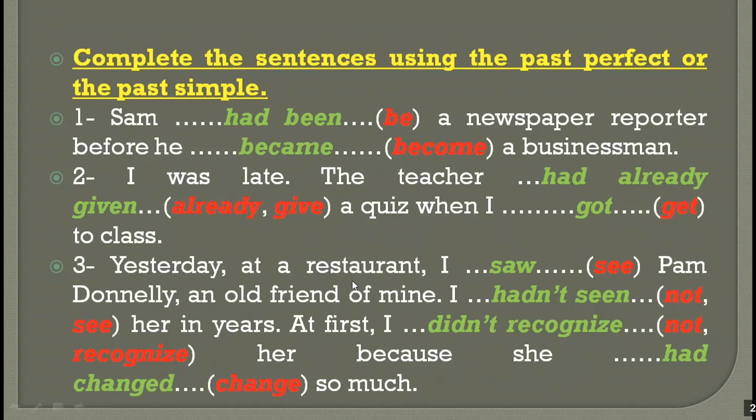Number three, yesterday at a restaurant, I saw Pam Donnelly, an old friend of mine. So I saw her yesterday. I hadn't seen her in ages or in years. Before seeing her at that restaurant, I hadn't seen her. So past perfect here. At first, I didn't recognize her, because she had changed before I saw her in the restaurant. That's the whole thing. Okay, let's move on to the next part.